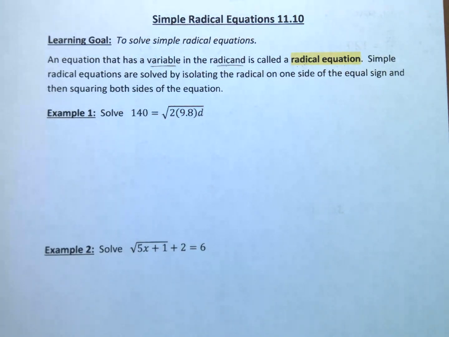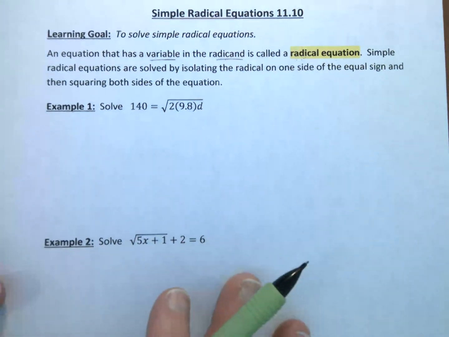So simple radical equations are solved by isolating the radical on one side of the equal sign and then squaring both sides of the equation. When we were solving absolute value equations, we had to have the absolute value by itself on one side before we could write our two equations. This is similar in that we have to have the radical by itself on one side, and then what we're going to do is we're just going to square both sides.